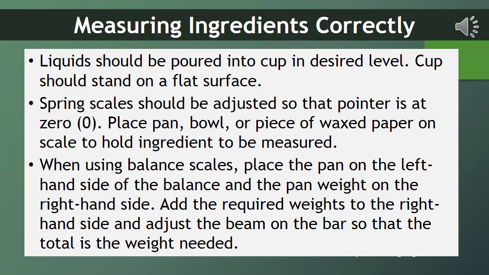Spring scale should be adjusted so that the pointer is at 0. Place pan, bowl, or a piece of wax paper on a scale to hold ingredients to be measured. When using the balance scales, place the pan on the left-hand side of the balance and the pan weight on the right-hand side. Add the required weights to the right-hand side and adjust the beam on the bar so that the total is the weight needed.